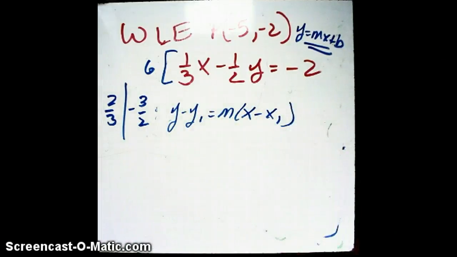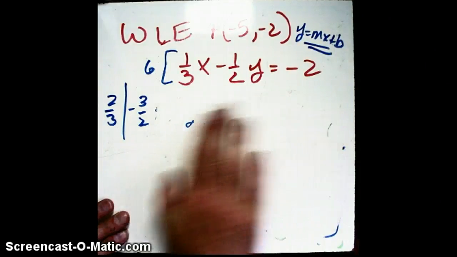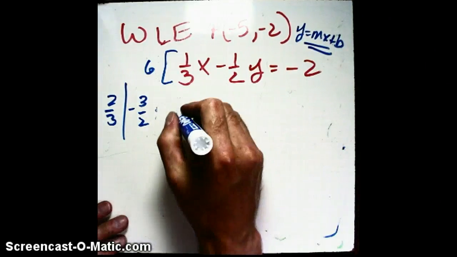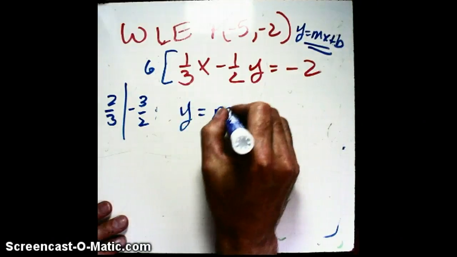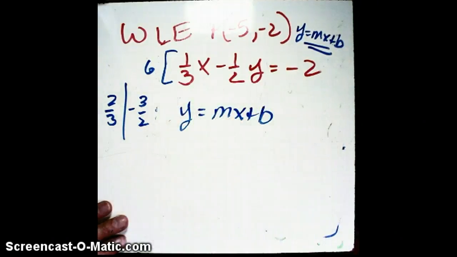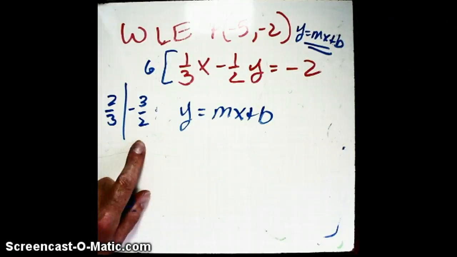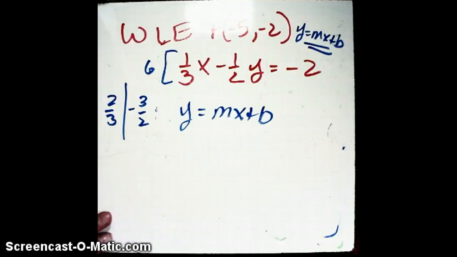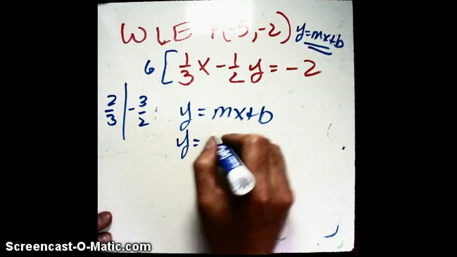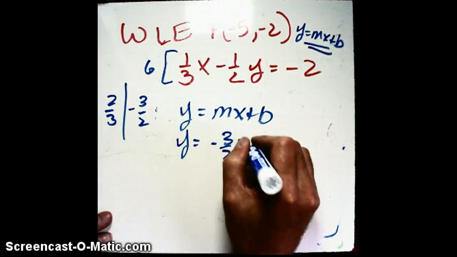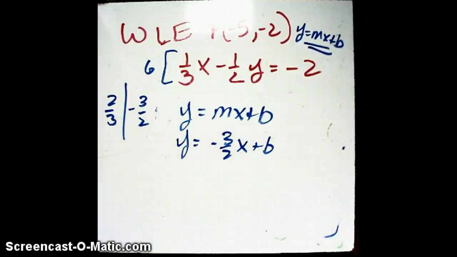Now, since I just did this in the last problem, I'm going to do this problem a different way. I'm going to use y is equal to mx plus b. Just to show you another way to do it. Now, which one of these slopes are we using for this problem? Is it this 2/3 or the -3/2? And you're right, it's -3/2. Way to go.